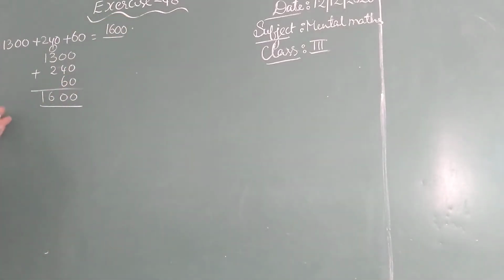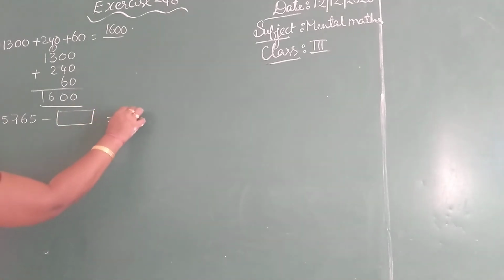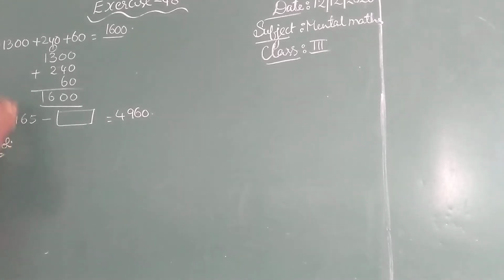See the second one. 5765 minus blank equal to 4960. So what they give is, if you subtract the number from 5765, you will get 4960. So that means you have to do the subtraction.